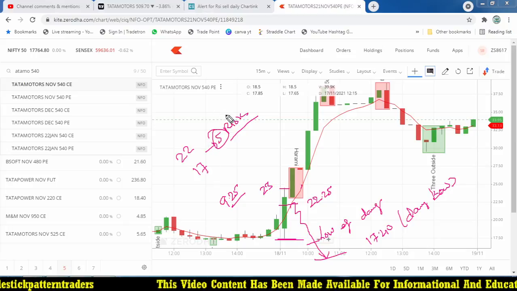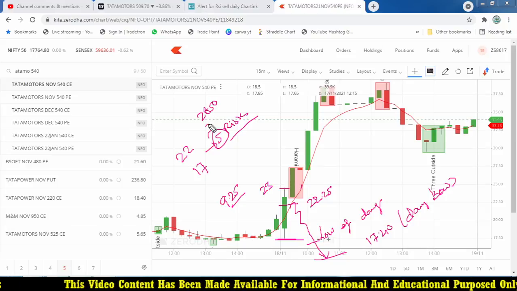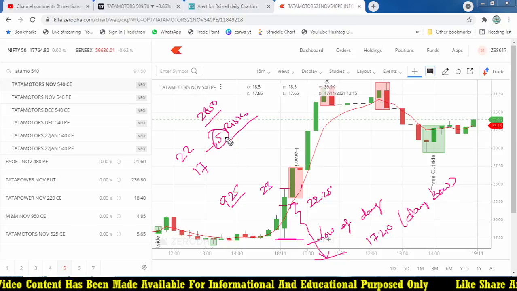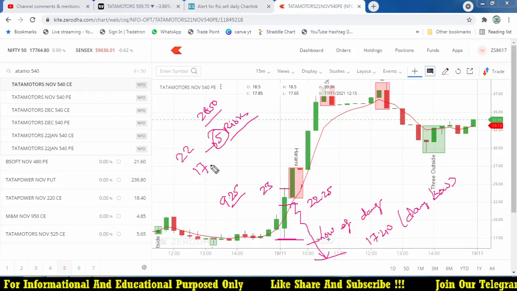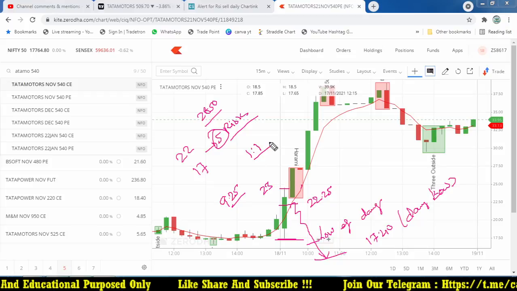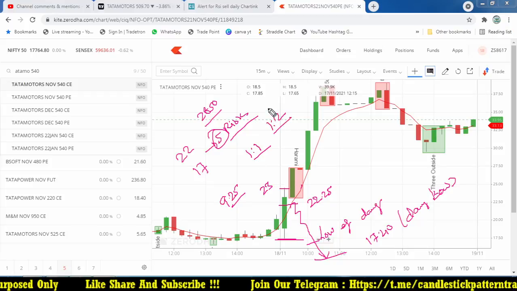If the risk is suitable to you, the lot size is 2850. So more than 10,000 is the risk for the trade. If you're ready to take this risk, you can take it. Initially, you can try with a 1:1 risk reward ratio, or even a 1:2 risk reward ratio, with a trailing stop loss.